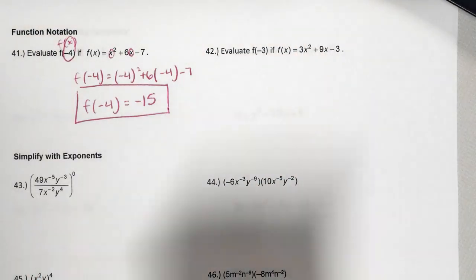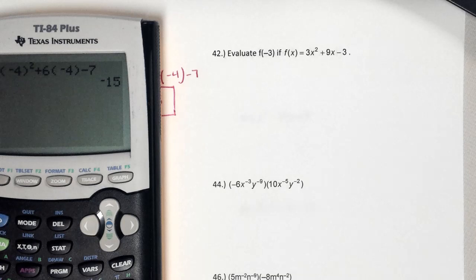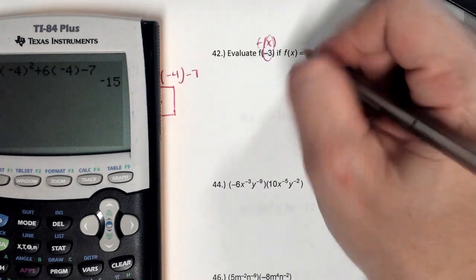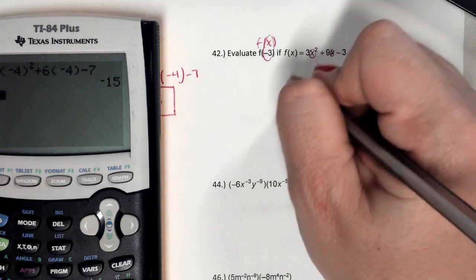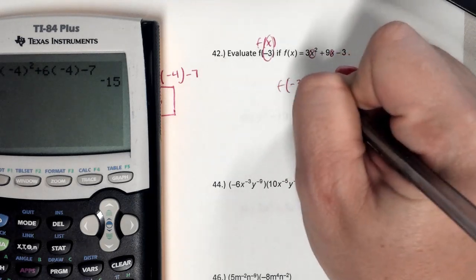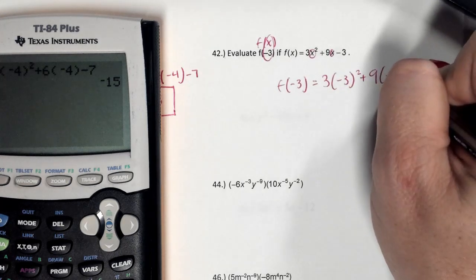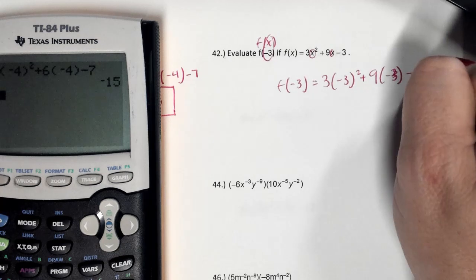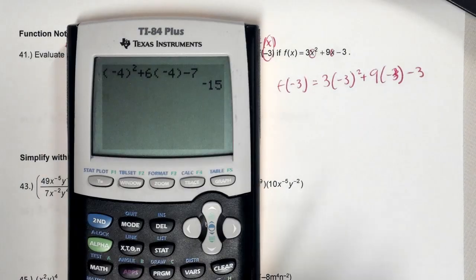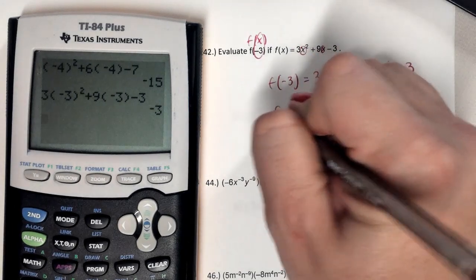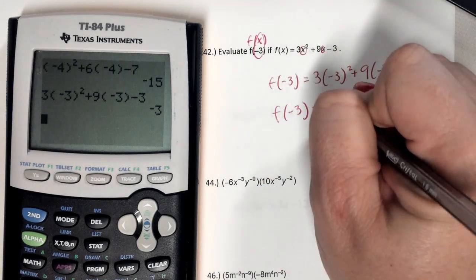Okay, so let's look at 42. Same concept. This time we have f of negative 3. Well, f of x, so x is replaced with negative 3. Again, always use parentheses, so f of negative 3 equals 3 times (negative 3) squared plus 9 times (negative 3) minus 3. So we have 3 times (negative 3) squared plus 9 times (negative 3) minus 3, and it equals negative 3. So f of negative 3 equals negative 3.